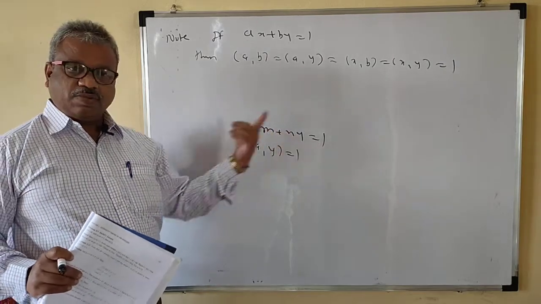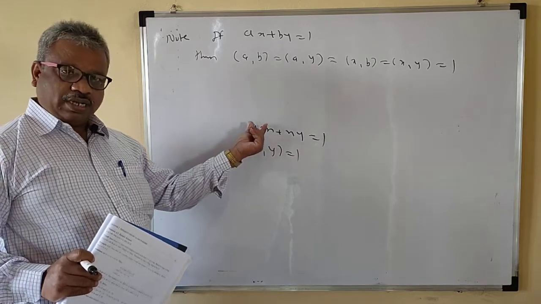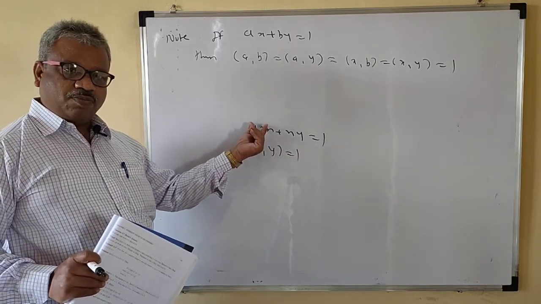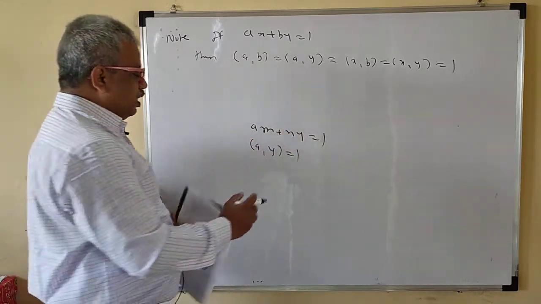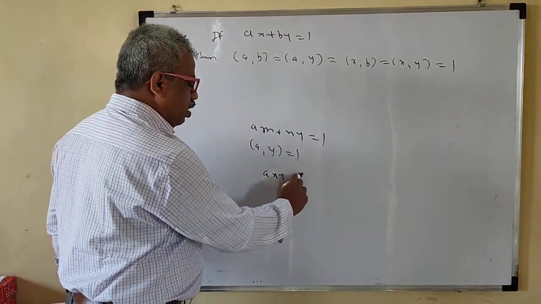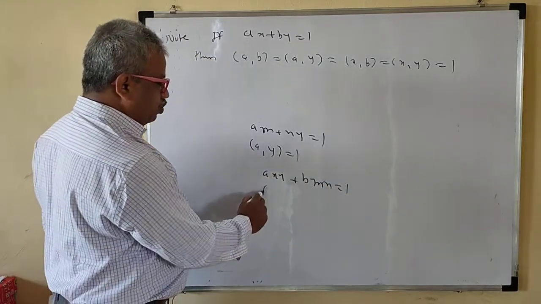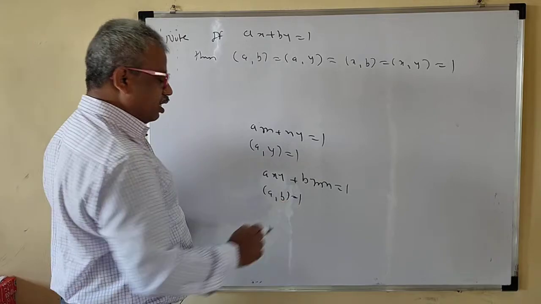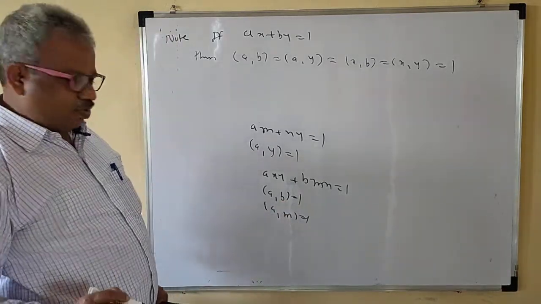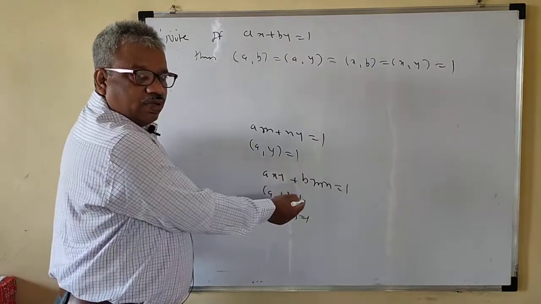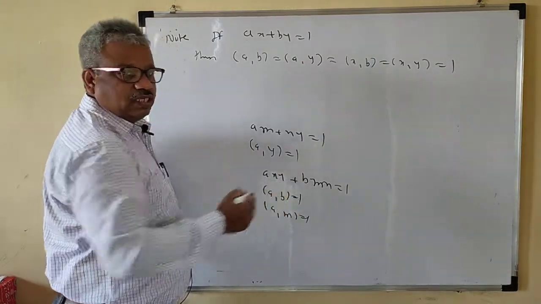If a linear combination is 1, take one element from the first term and one from the second. Similarly here, AX plus BY is 1. Then GCD of A and B is 1, and also AM is 1, GCD of AM is 1 also. Take one from the first term and one from the second term, so that GCD is always 1.